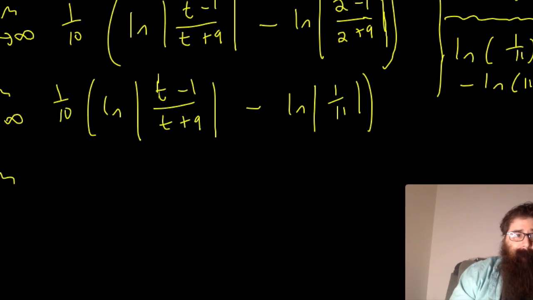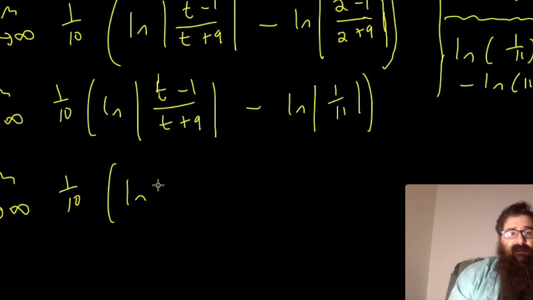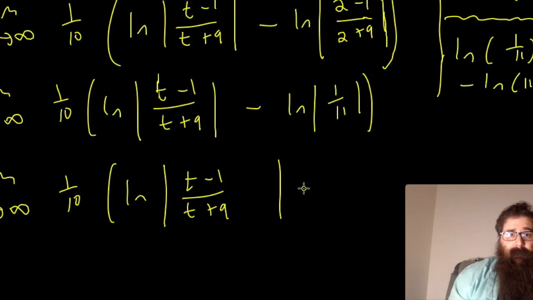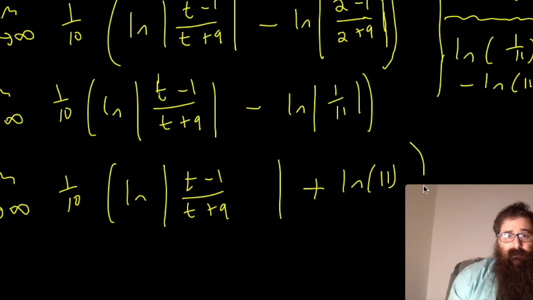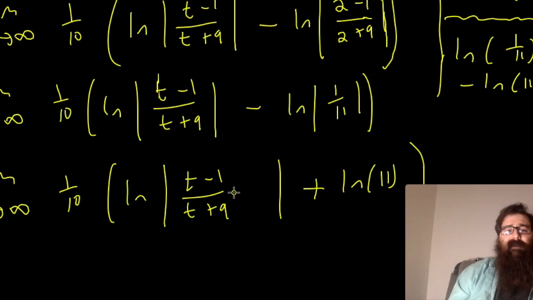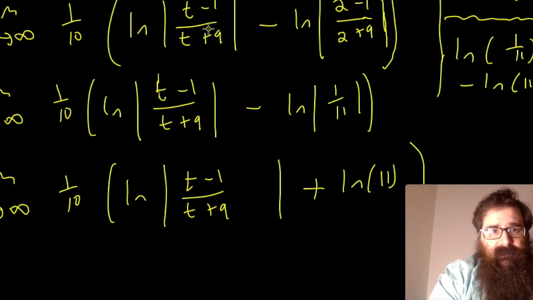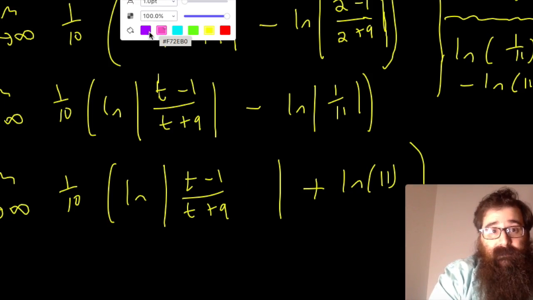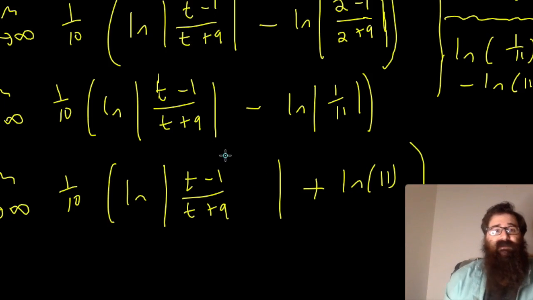Say limit as t goes to infinity of 1 over 10. And here I have natural log of absolute value of t minus 1 over t plus 9. And then this is going to be plus natural log of 11. If you notice, this minus negative ln 11 is going to switch to plus. But I still have to work with the limit part, and I left all of this egregious space here on purpose, because I want to use a limit trick.